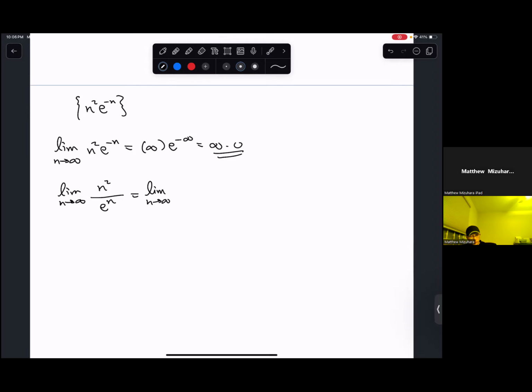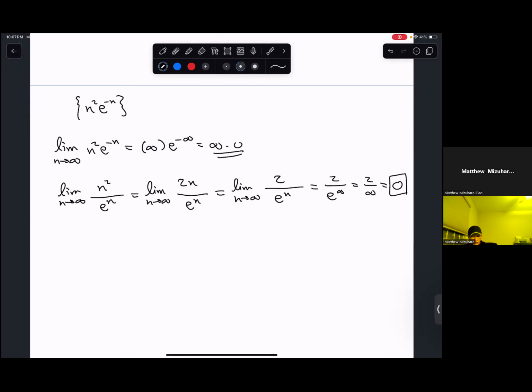So derivative of n squared becomes 2n. Derivative of e to the n is e to the n. Now I evaluate this limit and, okay, it's still infinity over infinity, which means I should use L'Hopital again. So now one more application of L'Hopital's rule gives me 2n becomes 2. E to the n stays e to the n. And what am I left with? Well, 2 over e to the infinity, which is 2 over infinity or 0.